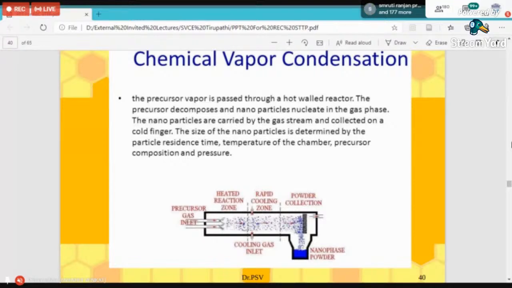Then it has to be synthesized again. Again, some surface treatments have to be done as far as the nanoparticle is concerned. Then only you will get the active nanoparticle. There are 2 types of nanoparticles. One is the active particle, another one is the passive particle. A passive particle you cannot use. It will not have any quality. You have to make it active, then only you can use that.